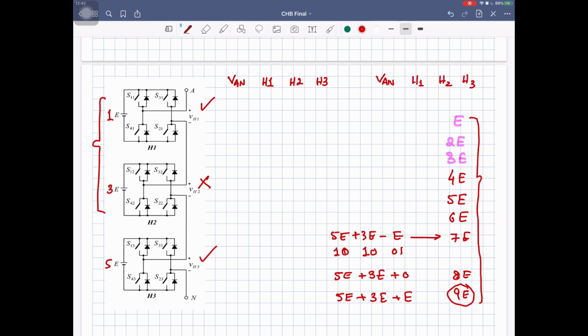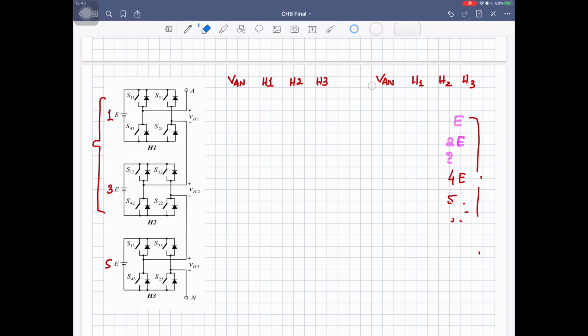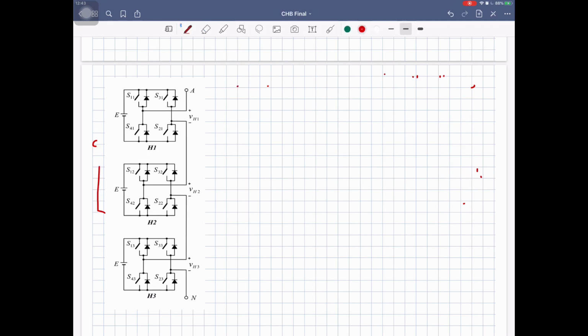Now let's take some other combination. Let's suppose we have 1E, 3E and 7E. So how many voltage levels can be obtained? So let me first of all remove all of these. Okay. We have 1E, we have 3E and we have 7E. So what voltage levels we can get? Can I get E? Or how to get E? So E can be obtained.